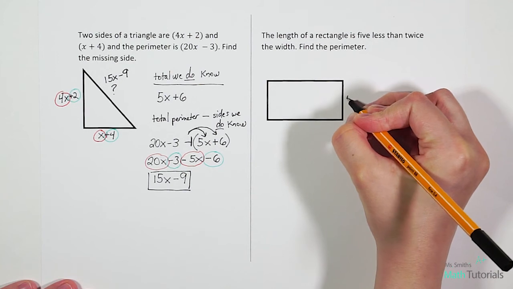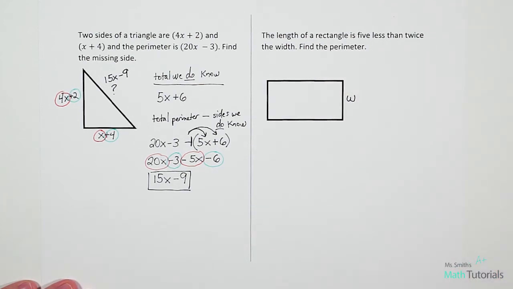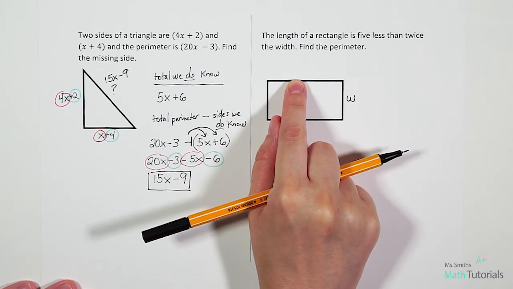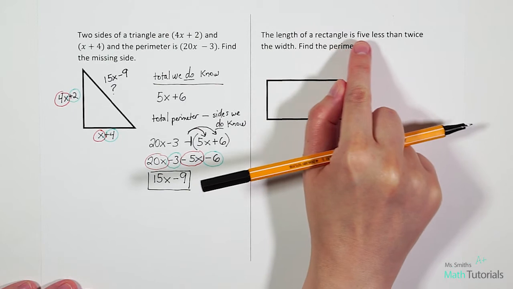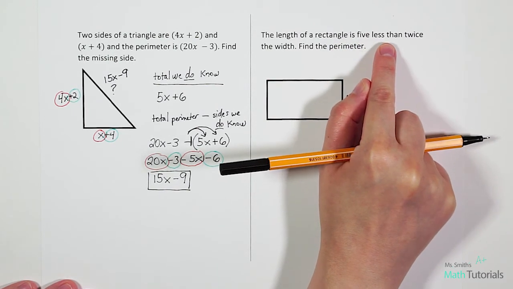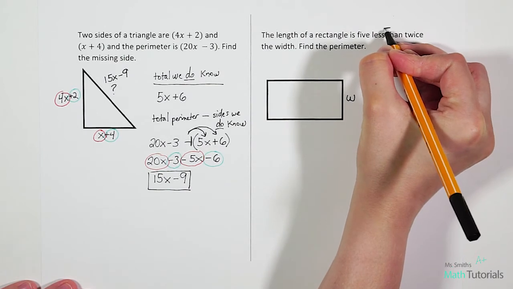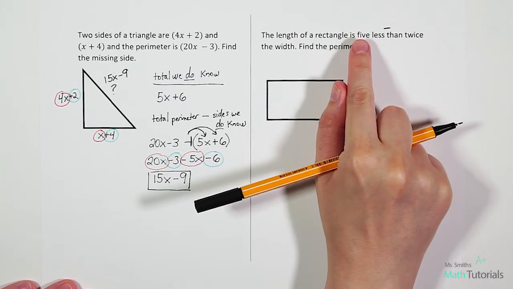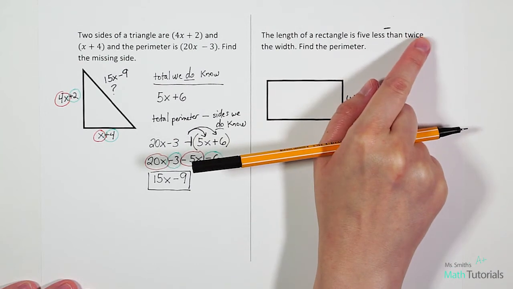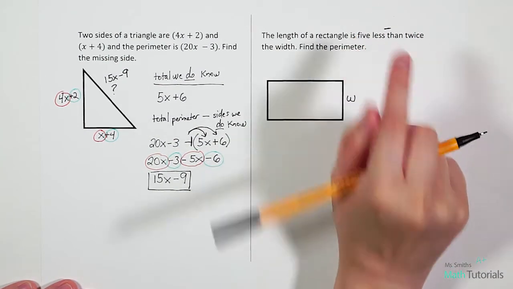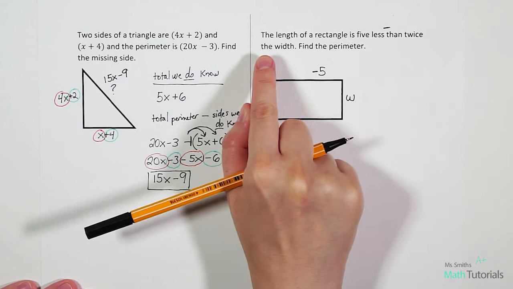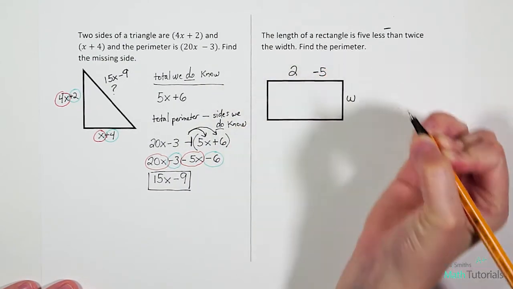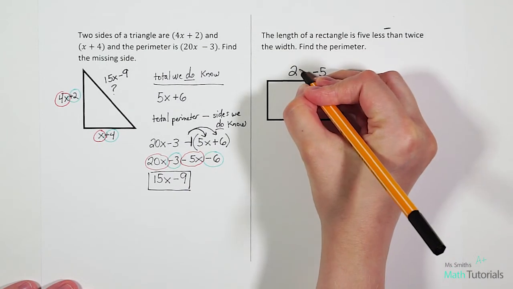The width we're just going to label W. And I use W just because it's easy to remember. W is width. Now the length we know a lot about, but it's all in terms of W, the width. So it says the length is 5 less. Less than is subtraction. It's also a switch word, meaning that what's right in front of it is going to move to the back, and what's in the back is going to move to the front. So 5 less than, we're going to have a minus 5 at the end. Twice the width. So 2 times the width, W.